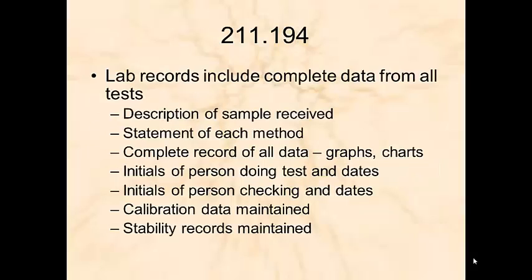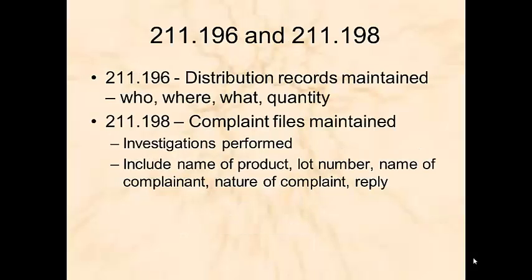194, lab records include complete data from all tests, description of the sample, statement of the method, what you did, all the raw data is kept, and it's checked by a person with their dates and initials. 196, distribution records maintain who, where, what, and what quantity. Complaint files have to be maintained, investigations have to be performed, including the name, lot number if you have it, name of the complainant, nature of the complaint, the reply, the investigation, everything you did.